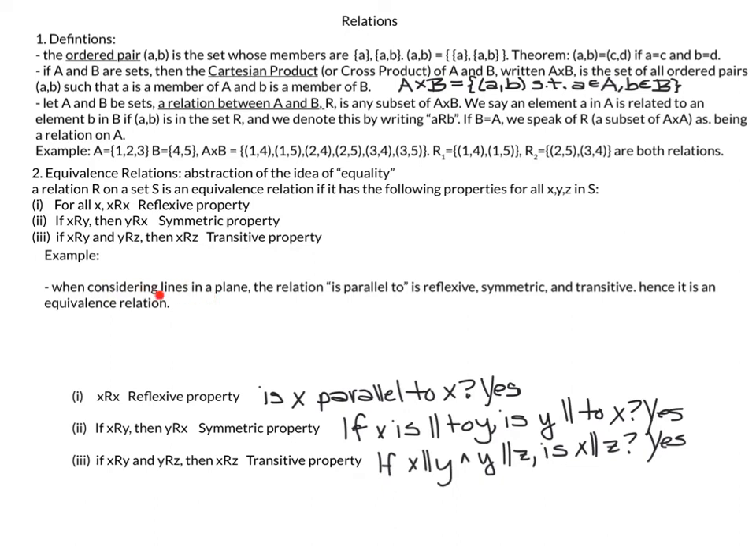Our next example concerns lines in a plane, and we want to consider one line related to another if they are parallel. And we want to know, is this reflexive, symmetric, and transitive? Which actually it is, but we will show that here. And since it is all three, it is considered an equivalence relation.